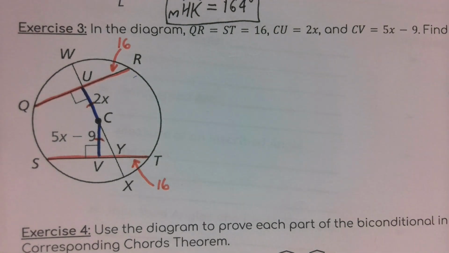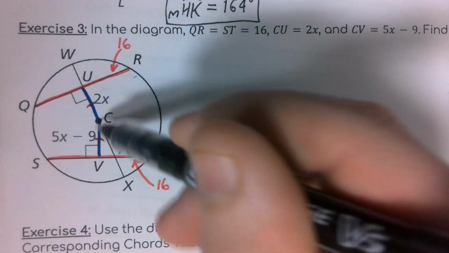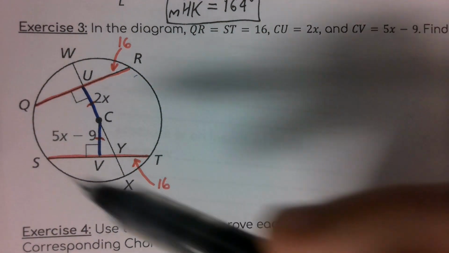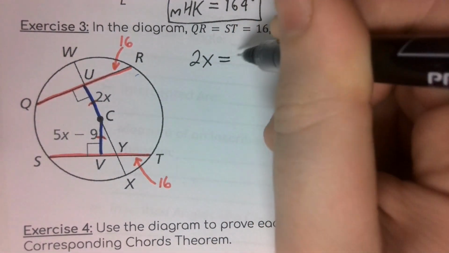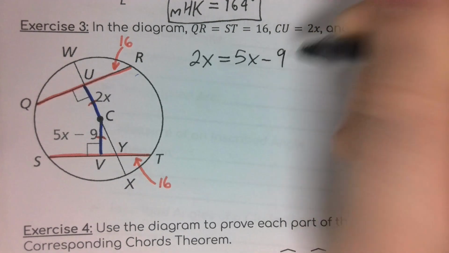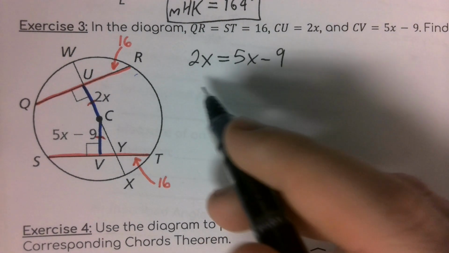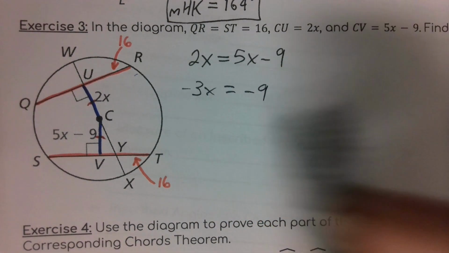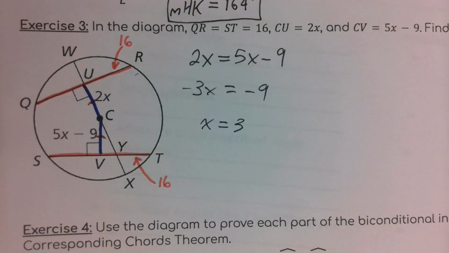Will this help us find the radius? Maybe, but just know, neither 2x nor 5x minus 9 is that radius we're looking for. This might just help us along the way. So we can set 2x equal to 5x minus 9 and solve. We can subtract the 5x from both sides to get negative 3x equals negative 9. We divide by negative 3 on both sides, we get x equals 3.